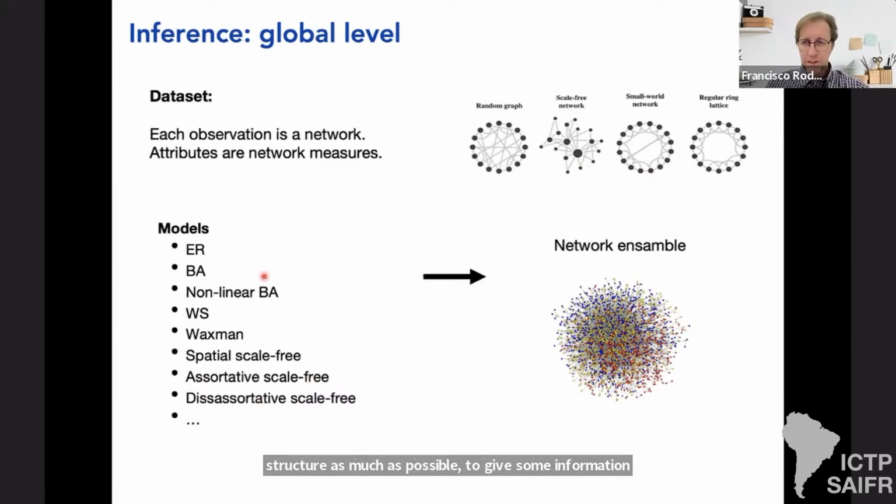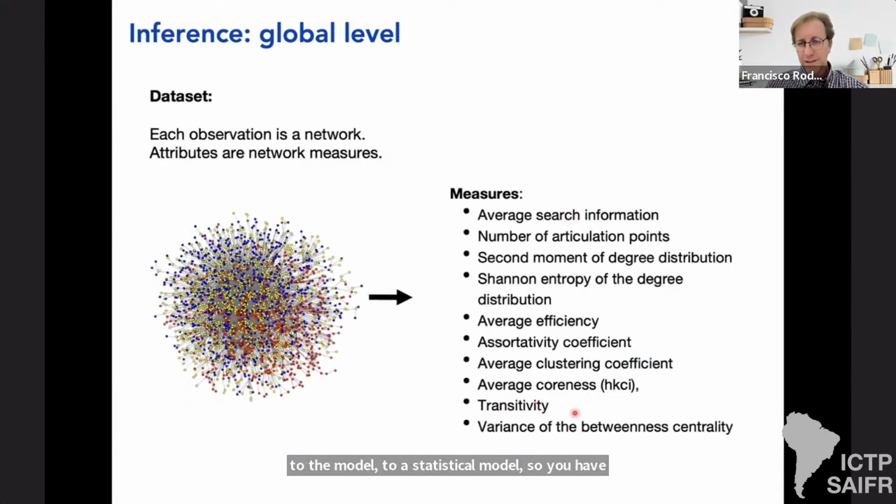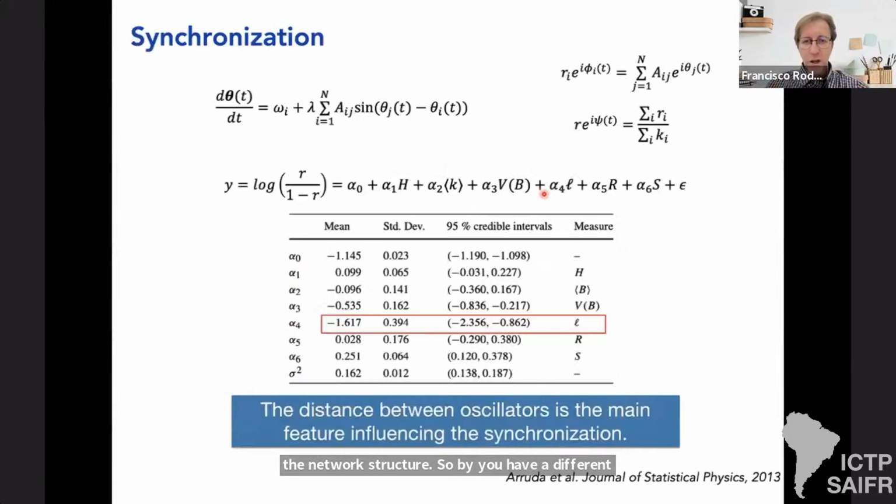So you have different models to generate networks, and you also need a set of variables to describe the network structure. Basically, you have different types of topology and different measures. We combine these in a model like this one. This is the average, and these are the network measures, okay? By inferring this model using Bayesian regression, we can verify, in this case, that the shortest path is the most important network property related to synchronization. So if you want to improve the synchronization, you have to decrease the distance between the nodes. This is negative, so it indicates that as you increase the distance, the synchronization decreases, okay?